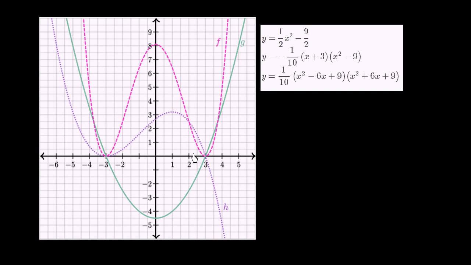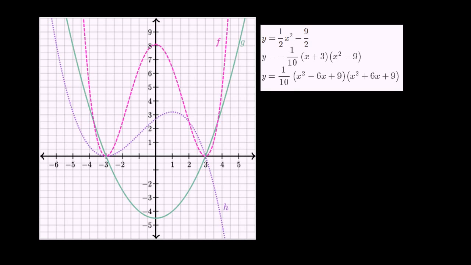So we have three functions that are graphed here. We have f of x graphed in this dotted magenta, we have g of x in this green, and then we have h of x in this dotted purple. And then we have three potential equations that could also be used to define functions. And what I want you to do is think about which of these equations match up to which of these function graphs. So let's go through them one by one.